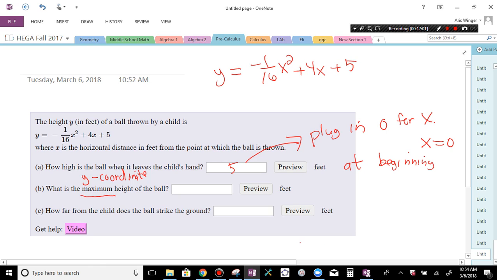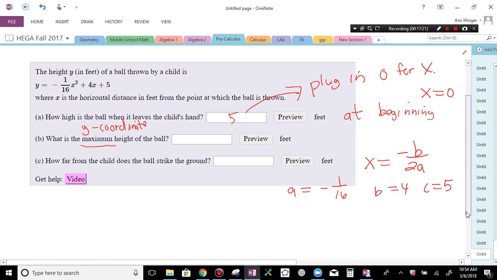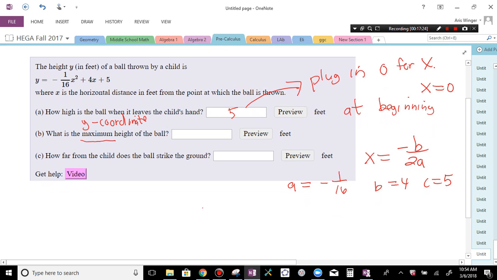Real quick, I totally blanked out. How again do you find the vertex? Okay, excellent. Thank you. So the vertex is found at negative b over 2a. Right, gotcha. So the only funky thing is that a is negative 1 over 16, b is 4, and c is 5, right? And so you just got to do that arithmetic.